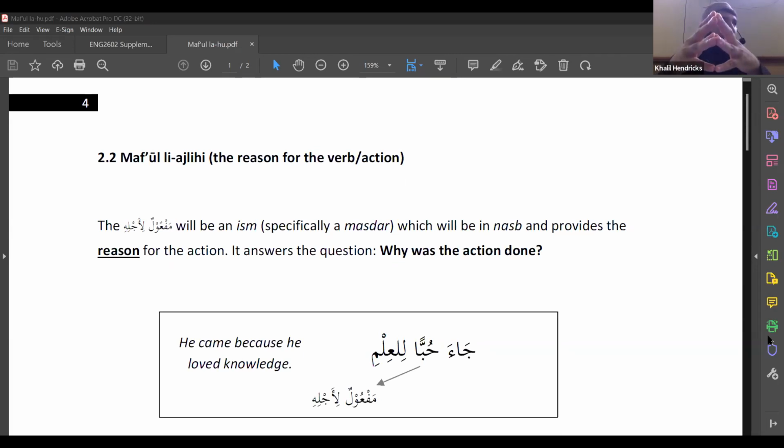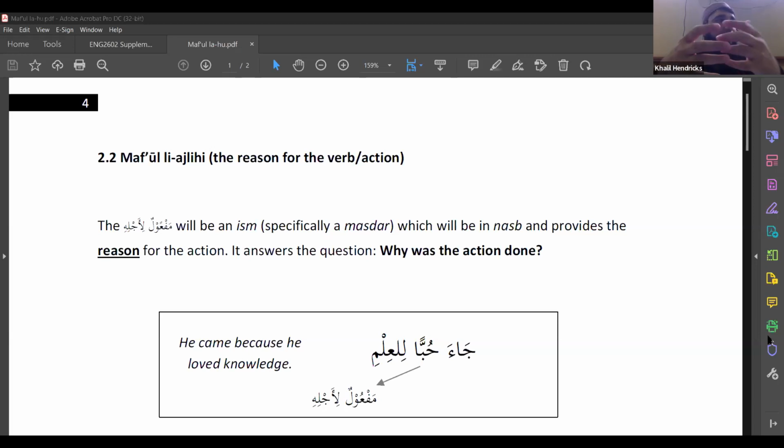It will be a word, specifically a masdar, and a masdar that pertains to an internal action, that is in halatun nasb after a verb. And it answers the question why the action was done. Not how the action was done, or when the action was done, or what the action was done to. As opposed to all of those things, it answers the question why the action was done.